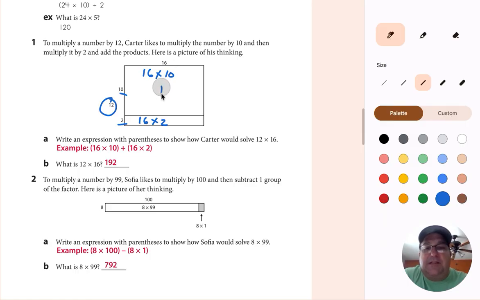So 16 times 10, that's going to be 160. 16 times 2, that's 32. And then we're going to have to add up our two pieces, 160 plus 32, and see what the answer is. Again, I'm kind of helping you a little bit with this one. So for B, we know it's 192, but I need to see how we did it. And then again, an expression of what he did. He did 16 times 10 plus 16 times 2. And that's exactly where that came from up there. These boxes, okay? So we're just breaking that 12 down into 10 and 2 and multiplying those two parts by 16.